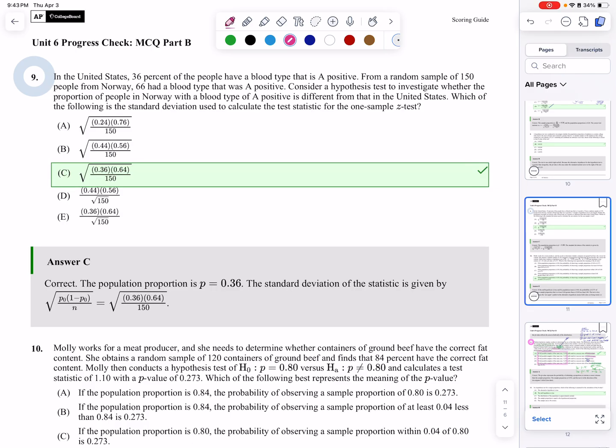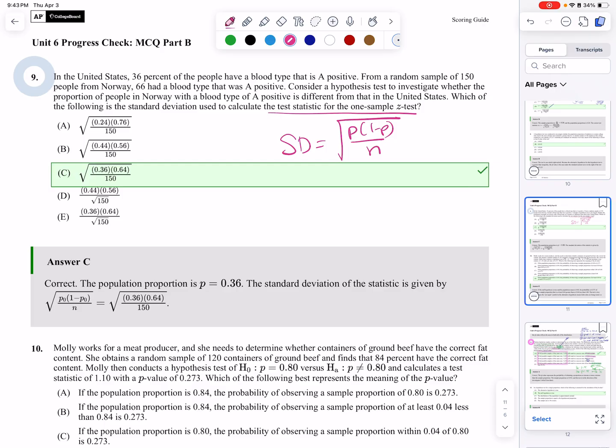Which of the following is the standard deviation used to calculate the test statistic with a one sample z-test? So for z, if you look at your formula chart, remember it is going to be, not just one, the standard deviation. For the standard deviation, it's just going to be the square root of p(1 minus p) over n. So it's got a couple things in here. Let me just read through it.